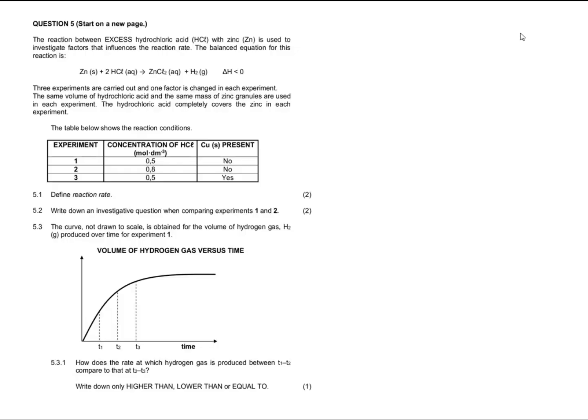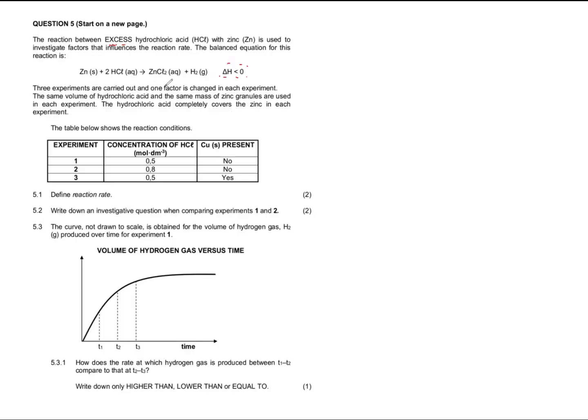Okay, so now we have rate and extent of reaction. Question 5. It says the reaction between excess hydrochloric acid. Note that they said the hydrochloric acid is in excess, right? So they even wrote it in bold, which should bring something to you. With zinc is used to investigate factors that influence the reaction rate. The balanced equation for this reaction is as follows. And then we are even given this. This indicates that we have an exothermic reaction.